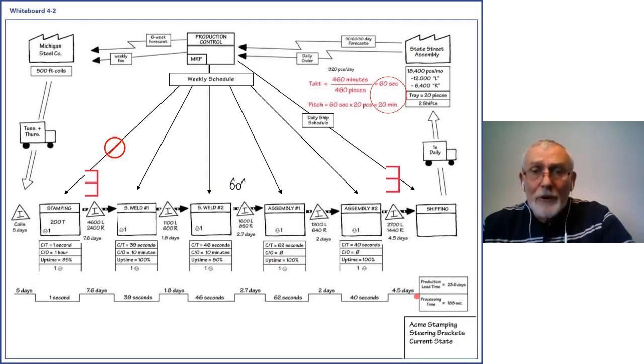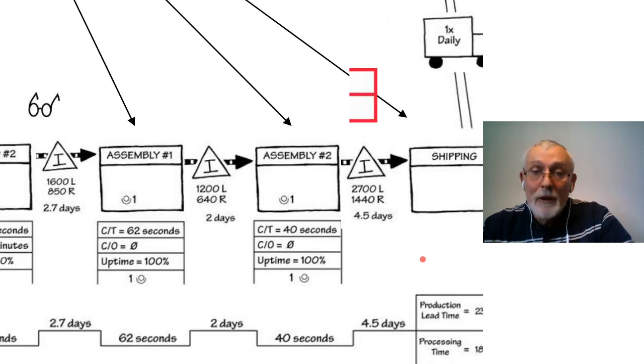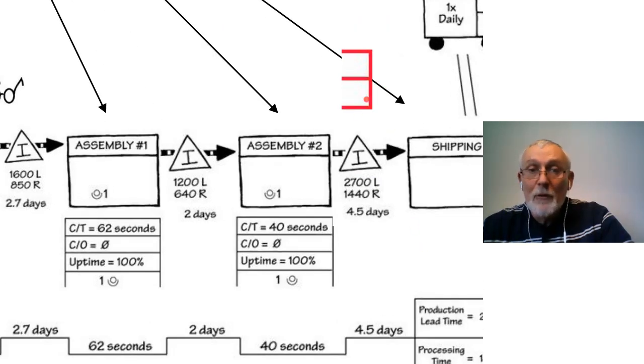Okay, so the other option is let's think about allowing for some variation in what the customer is going to be looking for. So we put a supermarket in here rather than build directly to shipping. So again, we'll put the supermarket in.